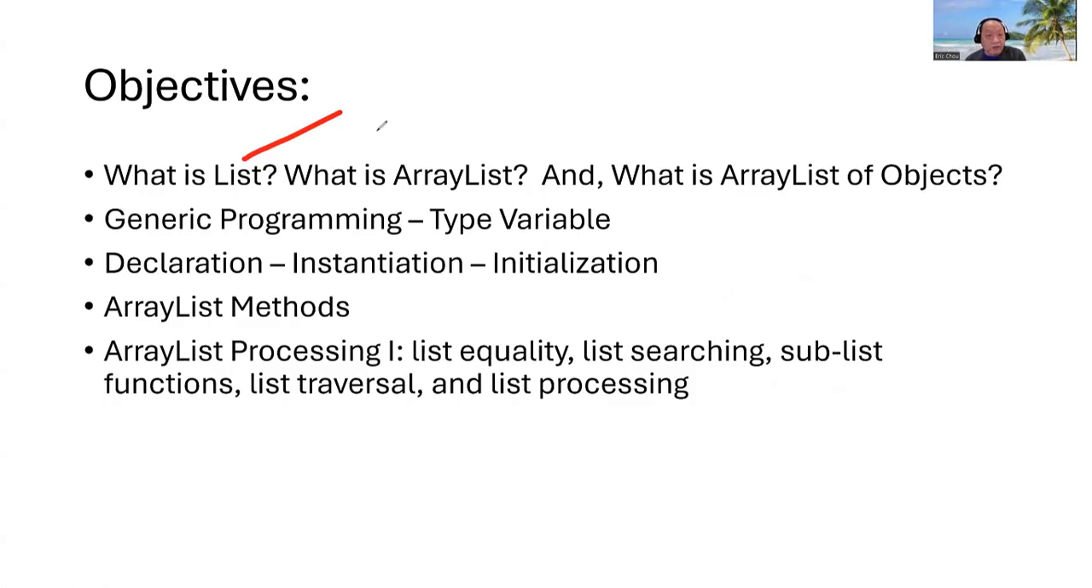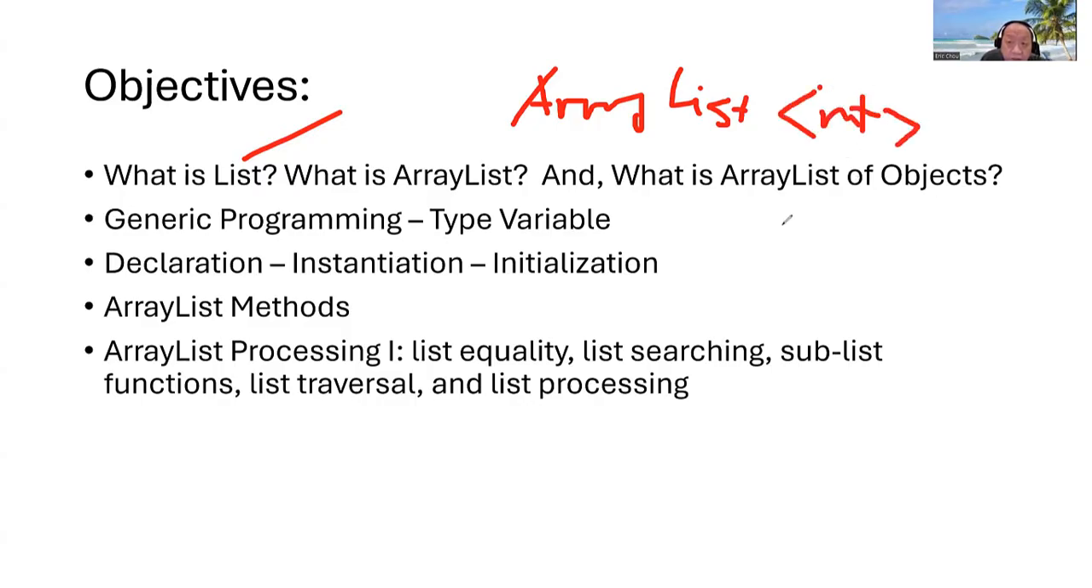And what is array list? Array list is an implementation of the list. It is a list made of array. And array list can put different kinds of objects into it. So it is not okay to do this. You cannot do array list of int type. This is not okay. You cannot use int, it must be an object or reference type.